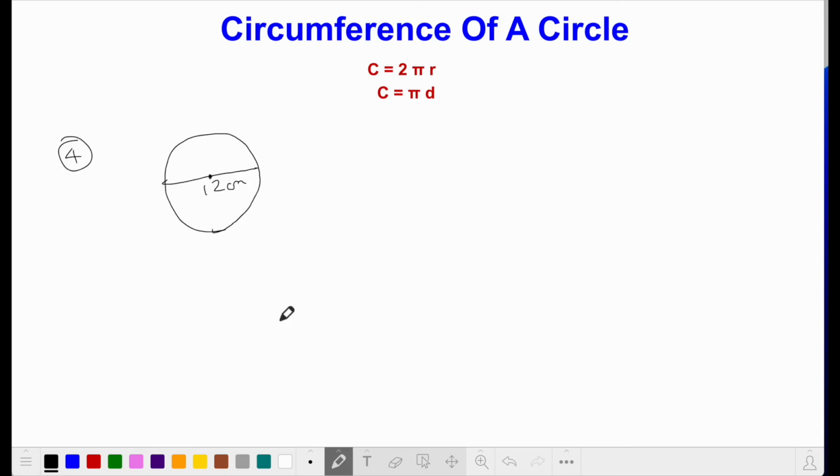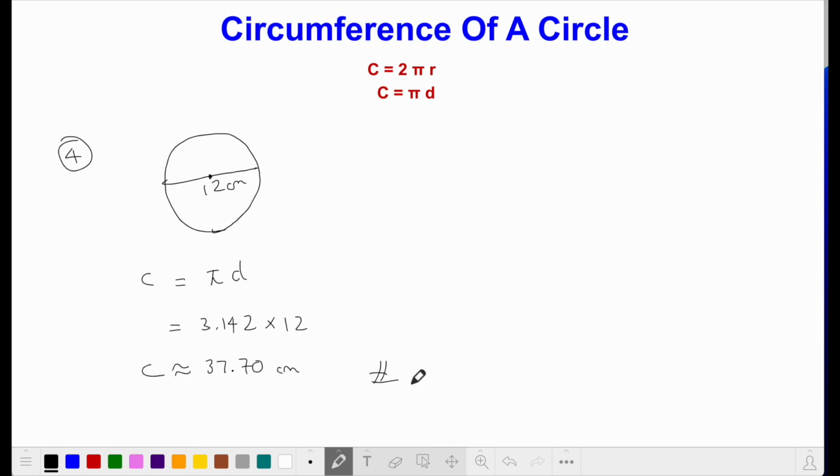And now let's start solving the fourth problem, in which we have a circle with the diameter of 12 centimeters. To find the circumference of the circle, we can use the formula pi d, and let's use the pi value as 3.142 times 12. When you use the scientific calculator to find the value, then we have around 37.70 centimeters as the circumference.